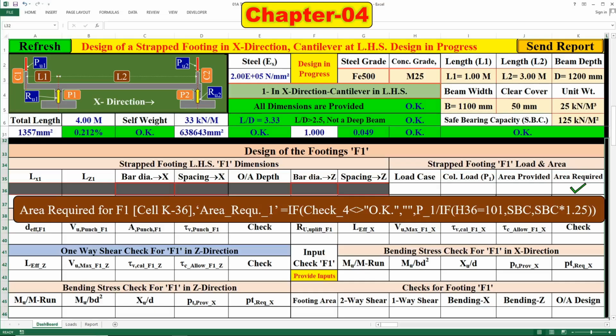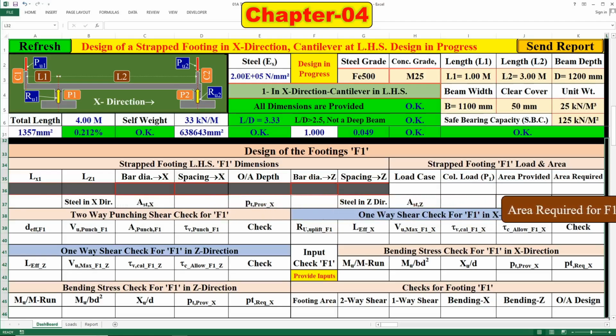Otherwise, it will be 1.25, as per the recommendations of IS 1893, the Code for Earthquake Analysis. One thing I need to mention here is that if Excel finds the value of area_req_1 greater than the value of area_PROV_1, then cell J36 will be filled with a yellow color, the text will have a strike through, and the font color will turn red to indicate an insufficiency in the area provided.